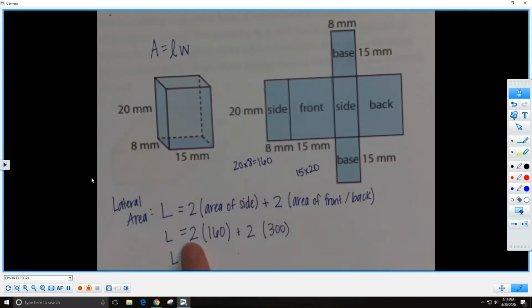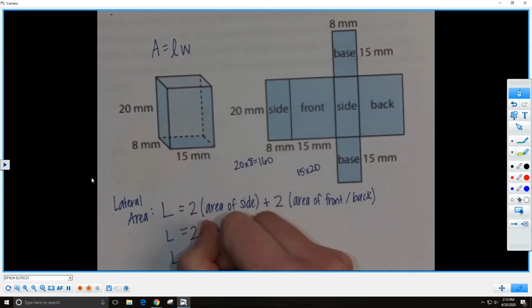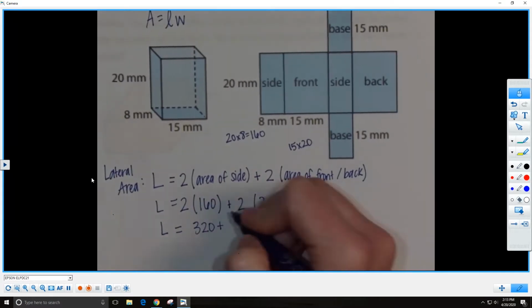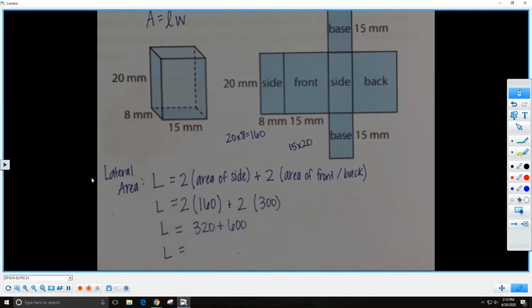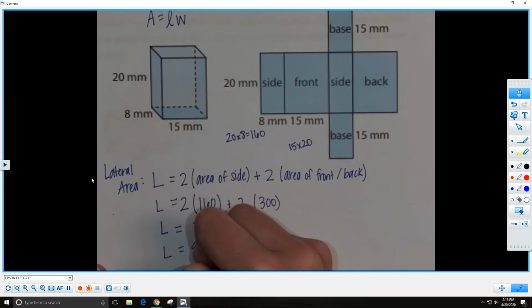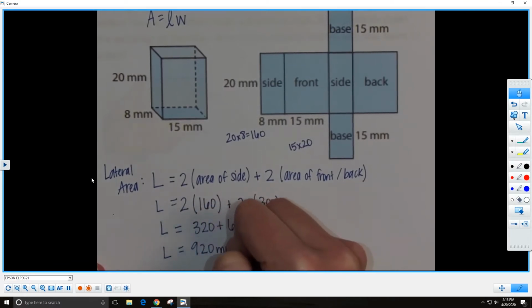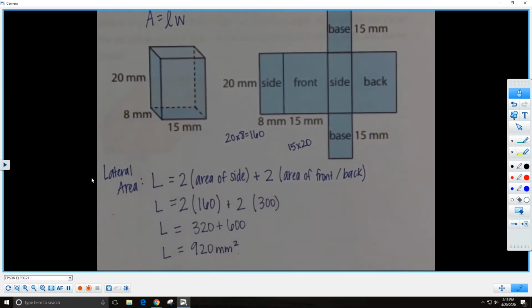Multiplying first and then adding: 2 times 160 is 320. 2 times 300 is 600. So the lateral area, which again is the area of the sides without the bases, is 920 square millimeters. Great. So now we need to find the area of the bases.